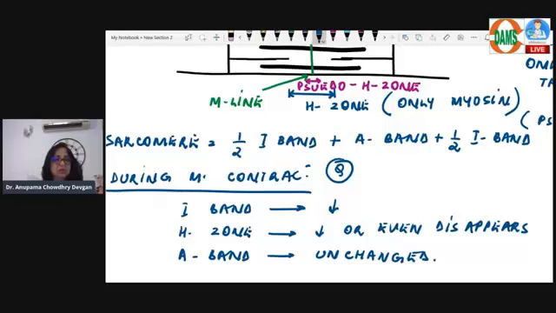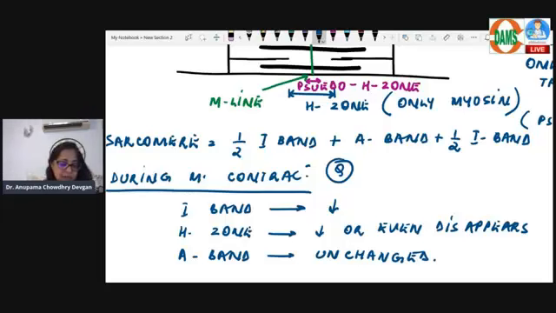I band will reduce in width. Why? Because the I band will slide into the A band. That is how the two Z lines will come closer together. The H zone will decrease or even disappear, and the A band remains unchanged. Okay?